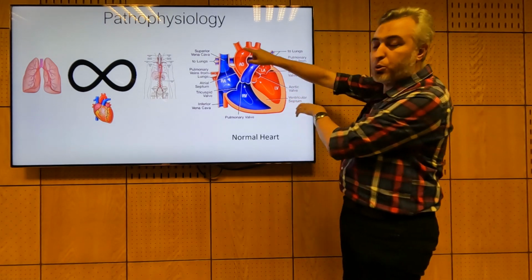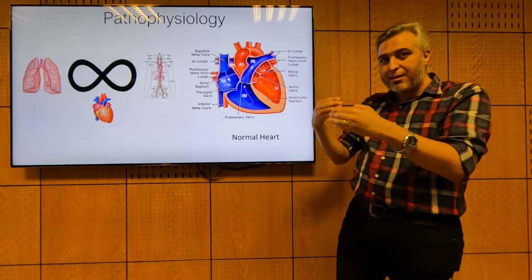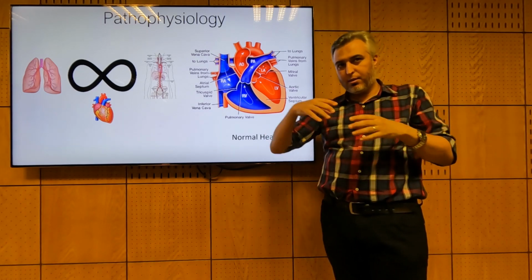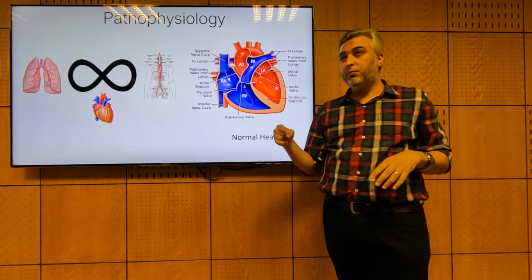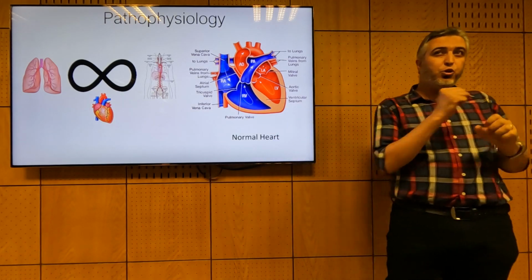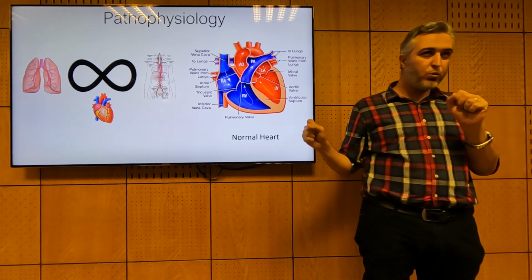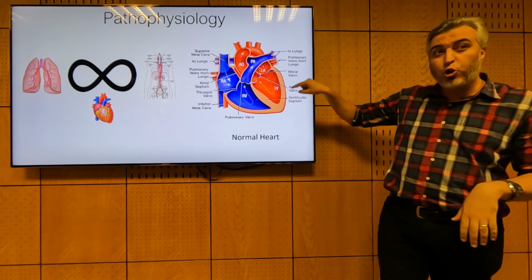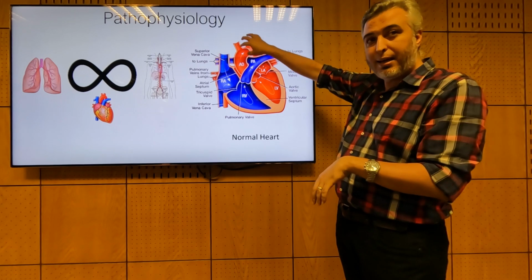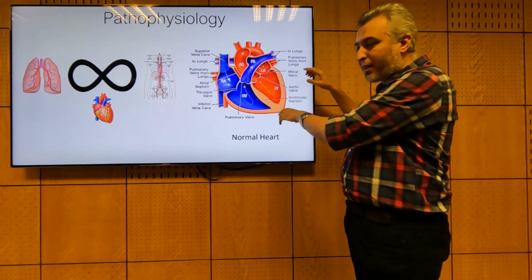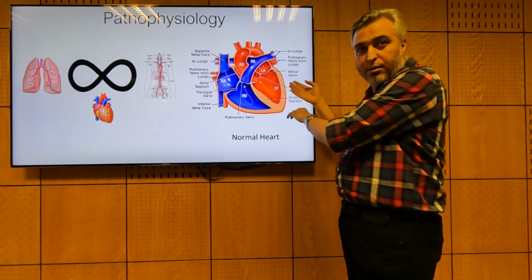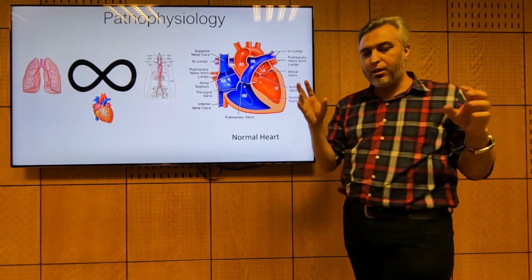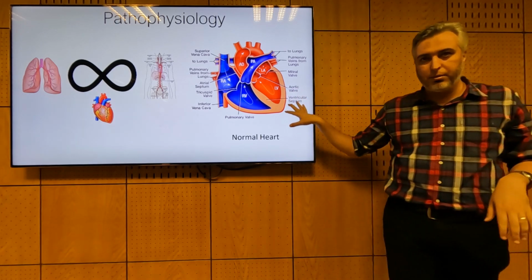So the LV pumps against the aorta with higher pressure, so it has to get a thicker wall to be able to pump against higher pressure. And then, would it be easier for you to inflate a thick walled balloon or a thin walled balloon? Thin walled balloon. It is much easier, again, because of the compliance. So because of the higher pressure in the systemic circulation, the LV wall thickness is more, so the LV compliance is less, and so the LV end diastolic pressure is higher, just slightly higher, a few centimeters of water higher.